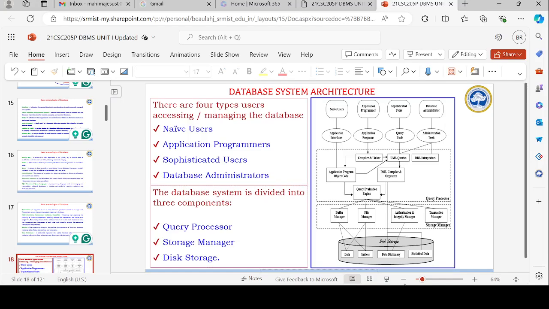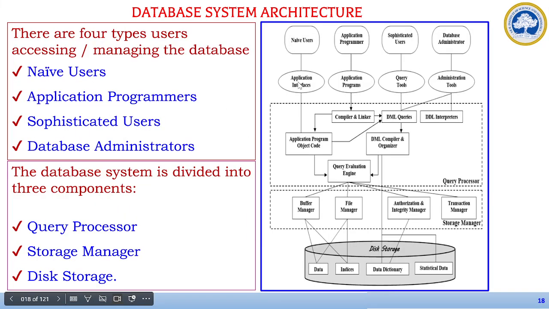Okay, in this PPT, we are going to see about database system architecture. So here, there are four types of users accessing and managing the database. The first is naive users, application programmers, sophisticated users, and database administrators. So these four are going to be called the four users.